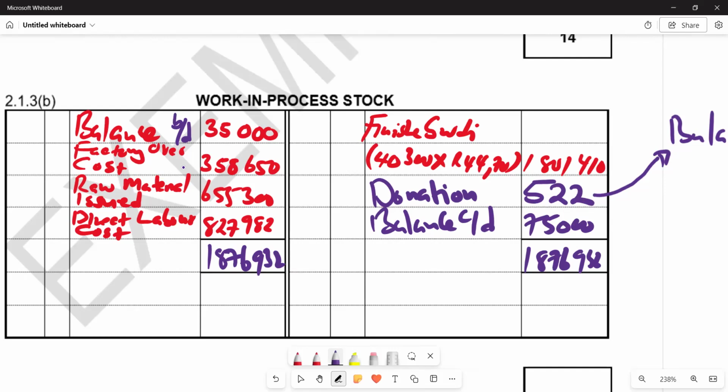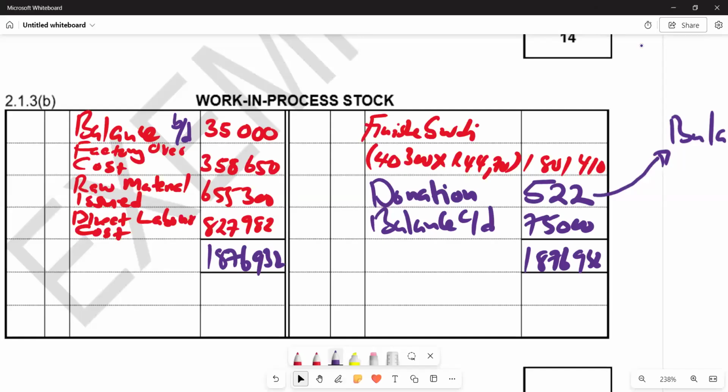So this is what we have, guys, according to this video. We can also try to see the relationship that exists between the work in process stock account and also the factory overhead costs account, so that we can see that we have a figure that is transferred from the factory overhead cost account to the work in process account.